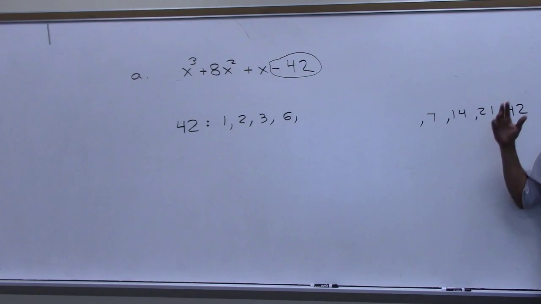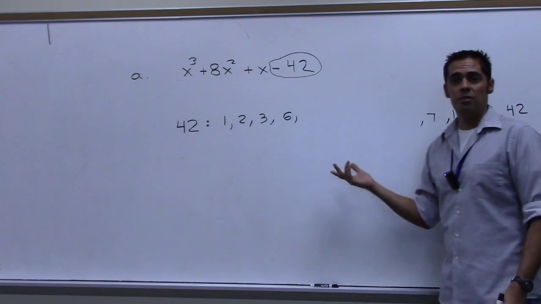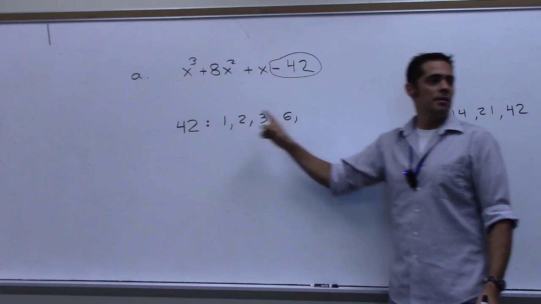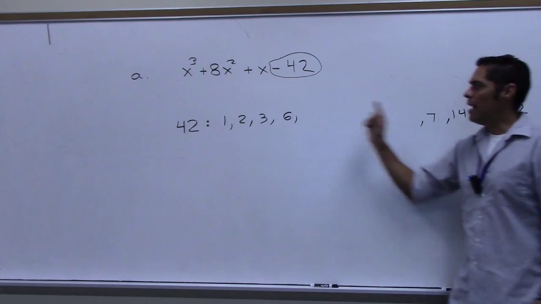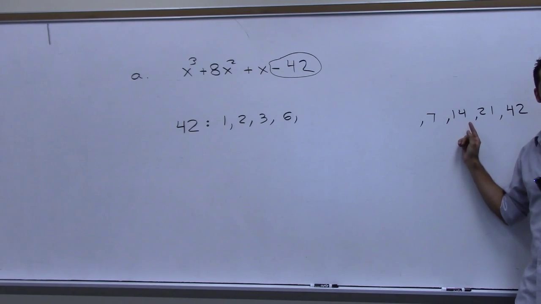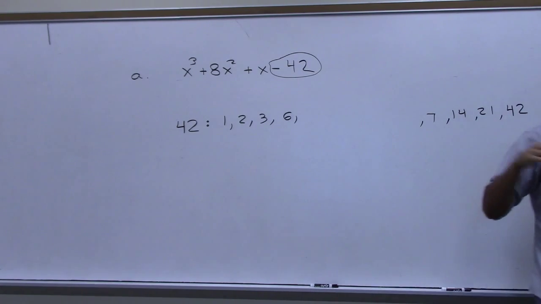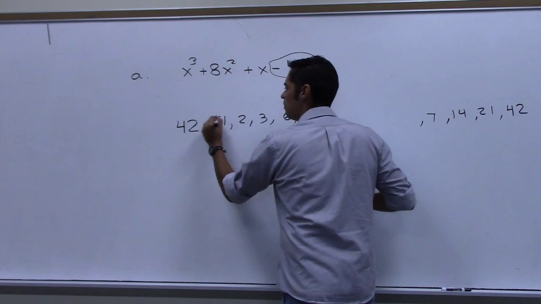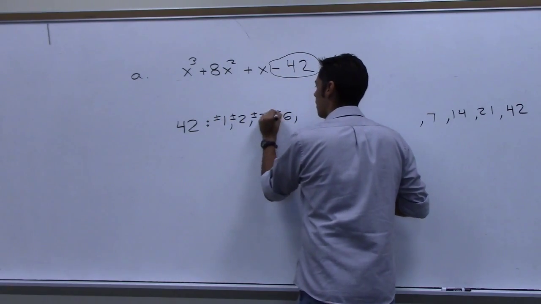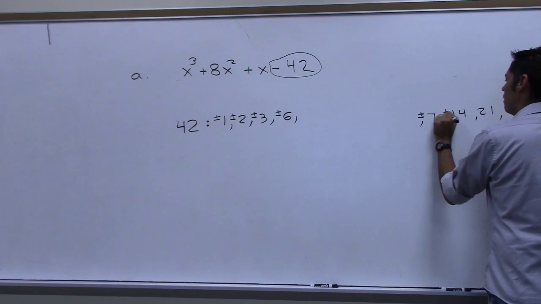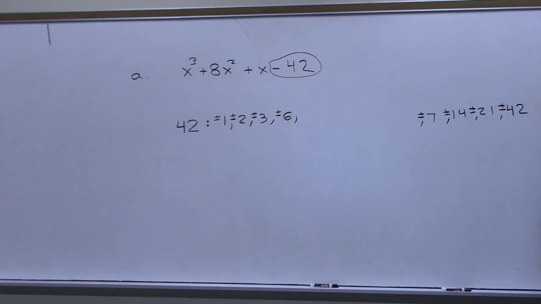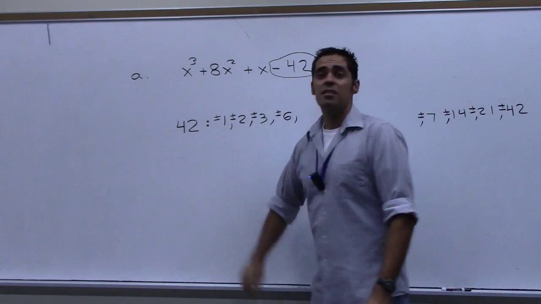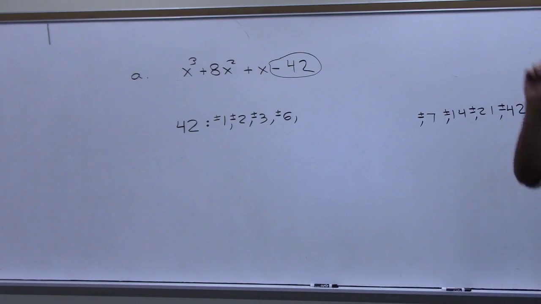Understand? But you could also get 42 by doing -1 and -42, or -2 and -21. So not only do you have all of these numbers positive, you also have all of these numbers negative. Understand? So your list is about to double. It's every one of these positive and negative. So right now I have 16 numbers total.